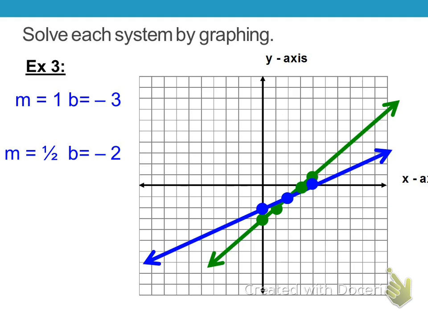So you can see where those lines intersect. So where do these lines intersect? Right here, right? What ordered pair is that? Anybody know? What ordered pair am I looking at? 4, -1/2. 2, -1.